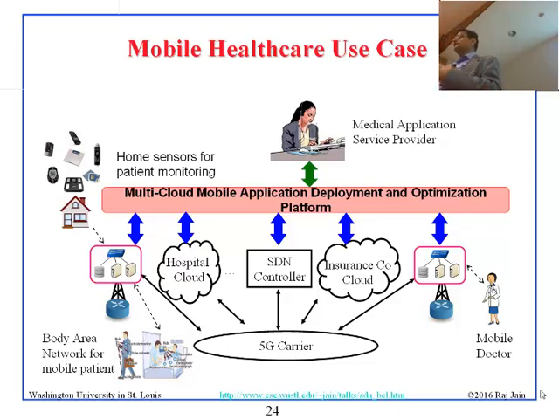In fact, the insurance company might have many, many clouds, and the hospital may have many, many clouds. So the right part of the application has to run on the right cloud. All of that is done by this platform. This is called the Multi-Cloud Mobile Application Deployment and Optimization Platform, MCAP.